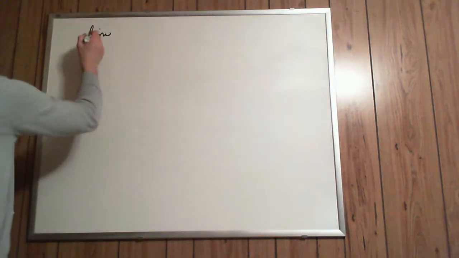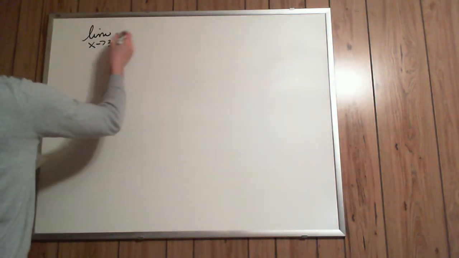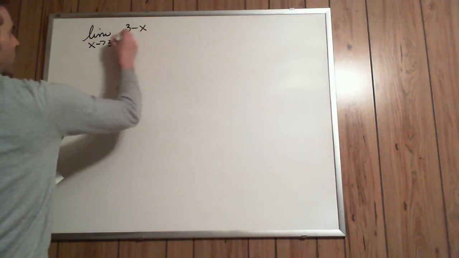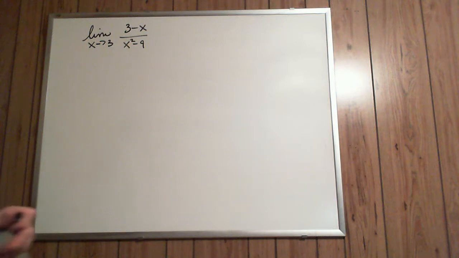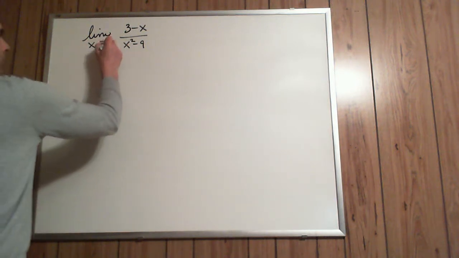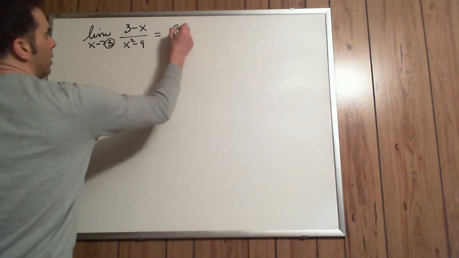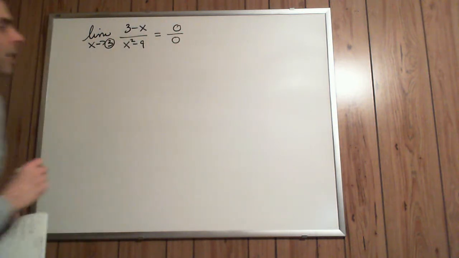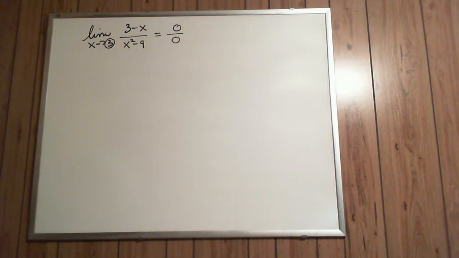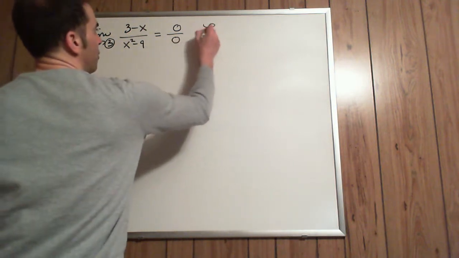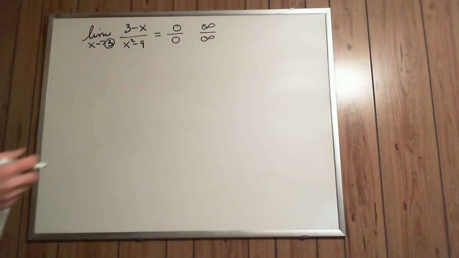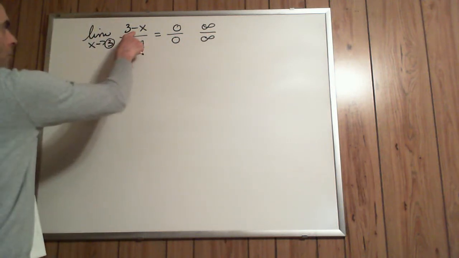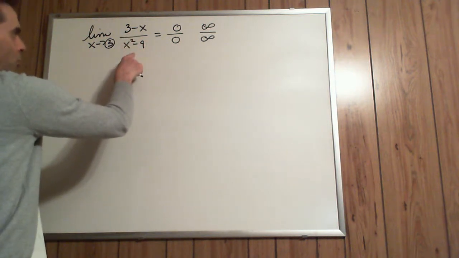So the limit as x approaches 3 of 3 minus x over x squared minus 9. We always approach limits by direct substitution. We replace x with 3, and when we do that, we get 0 over 0. Remember that if we get 0 over 0 or infinity over infinity, we may call L'Hopital, which is the derivative of the top over the derivative of the bottom. It is not a quotient rule.